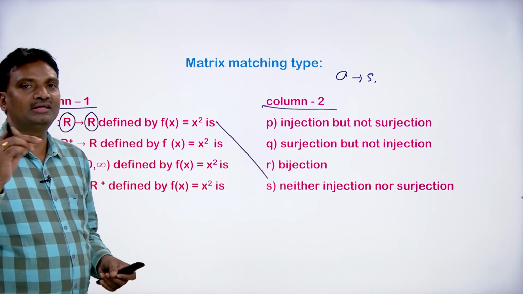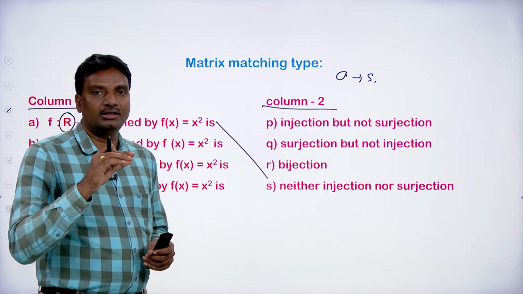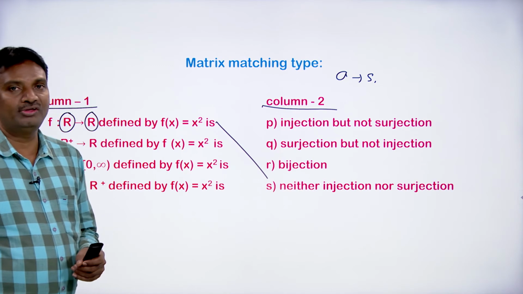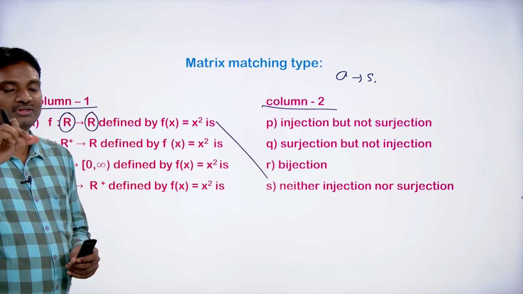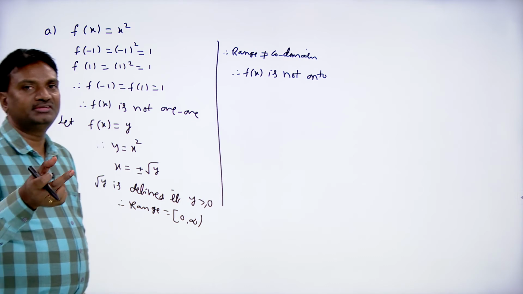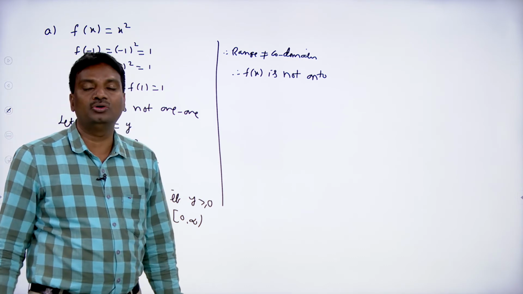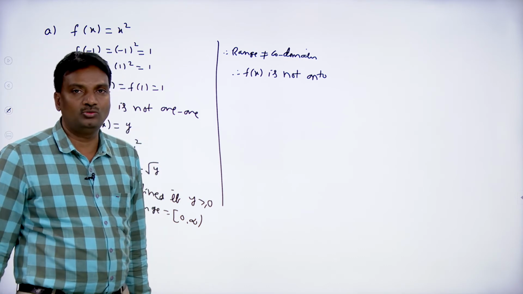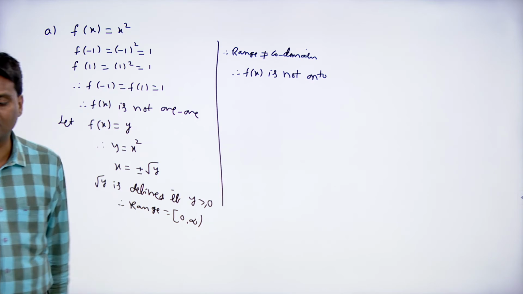By verifying whether f of x is 1-1 or not and onto or not, we have found f of x is both not 1-1 and not onto. So we can say f of x is neither 1-1 nor onto with respect to the given domain and codomain. So take the screenshot.